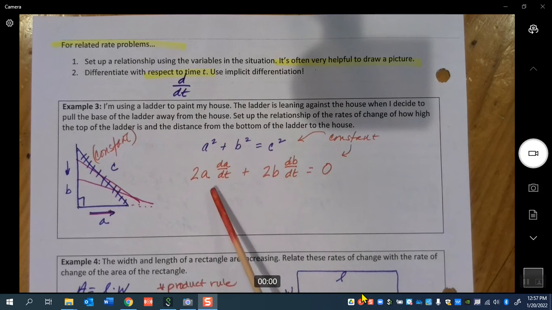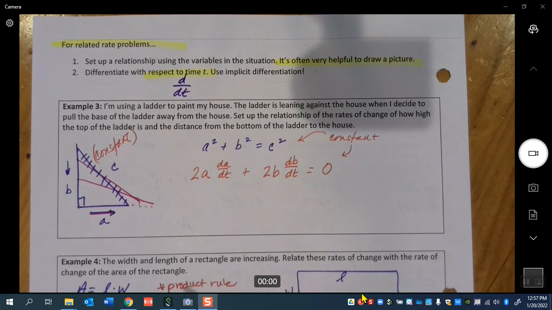So when I go ahead and find my derivative, 2 times A, and then the derivative of A is dA/dt. So this squared, using our same power rule, is 2A dA/dt plus 2B dB/dt. And it's going to be equal to 0 because the derivative of this C value is constant. So that's why it's going to be 0.